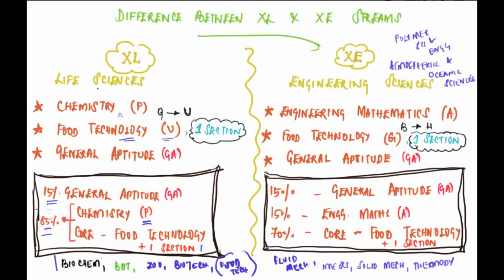From these sections we'll have to select any two. Similar to Excel, you will also have to select any two sections. If you see the percentage of marks being distributed, 15% is for general aptitude, 15% is for engineering mathematics, and 70% is from the core subject, which would be food technology, and one more section which we are selecting.